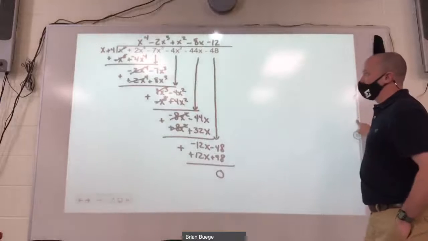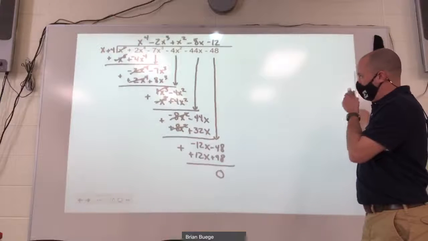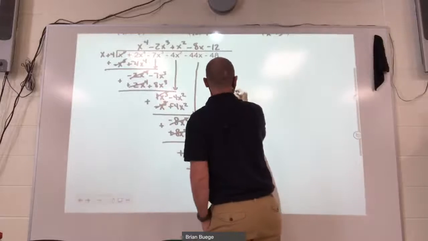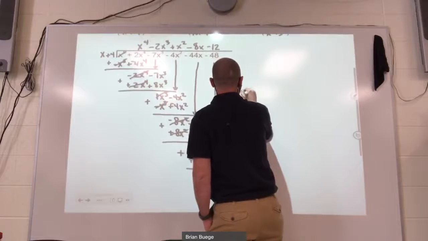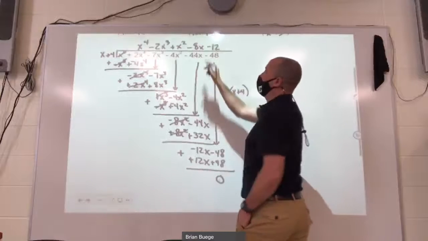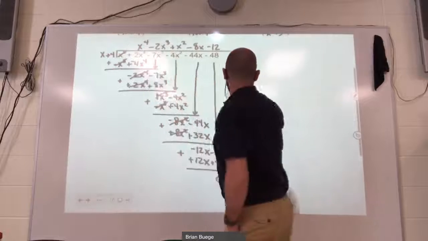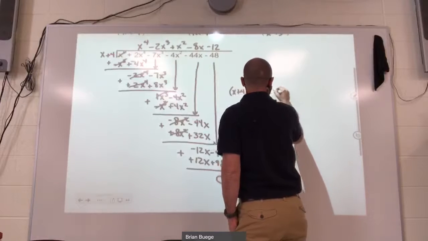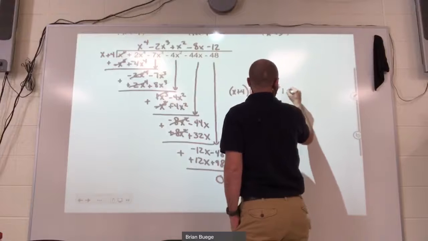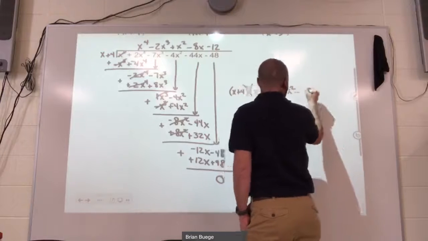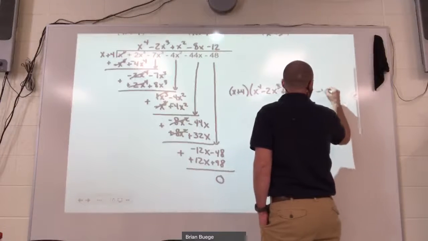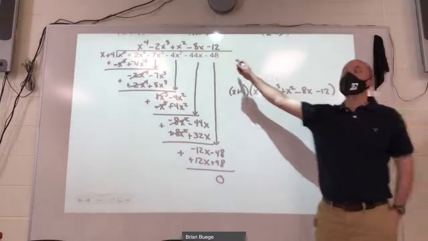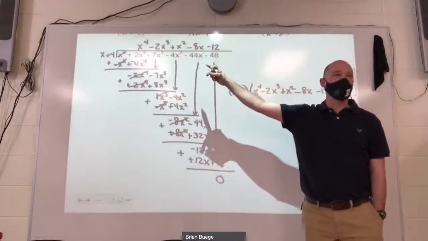So what does that actually tell you if I go a little bit further? If I were to take x plus 4, I'm going to put it right here, and multiply it by what we got as an answer, x to the 4th minus 2x cubed plus x squared minus 8x, if I multiplied that out, we would get that 5th degree function back.